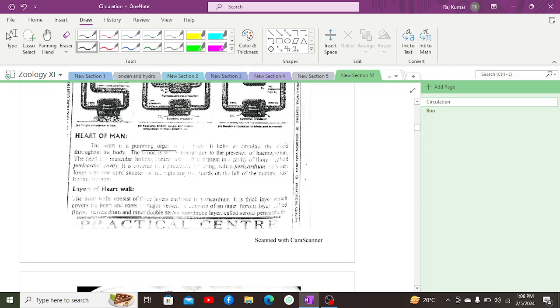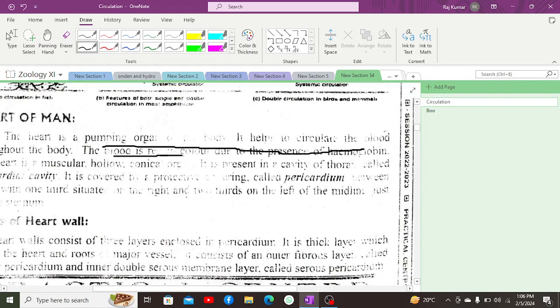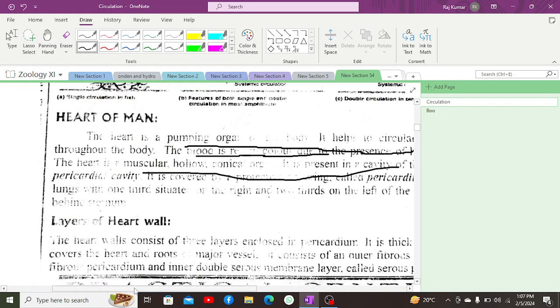The heart of man, first and foremost, is a pumping organ. It is the most powerful or dynamic organ within the body. It helps to circulate the blood throughout the body. The blood is red in color due to the presence of hemoglobin. The heart is a muscular, hollow, conical shaped organ present in the cavity of the thorax. Hence, it is known as the pericardial cavity.